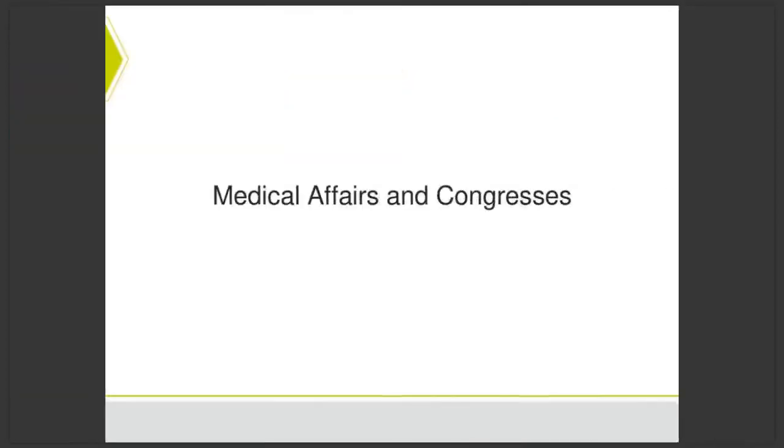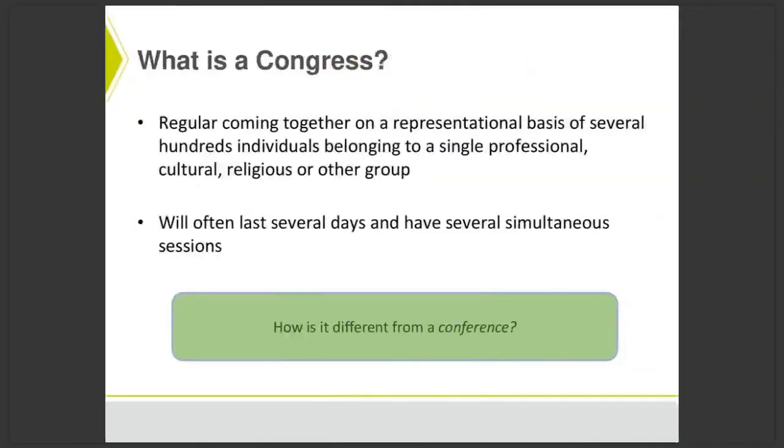The last thing I want to touch on very briefly is medical affairs and their involvement in certain congresses. So, to dive in a little deeper, what is a congress exactly? It's a meeting that individuals who belong to a single profession can attend. It usually lasts several days and can occur on an annual or maybe biannual basis.